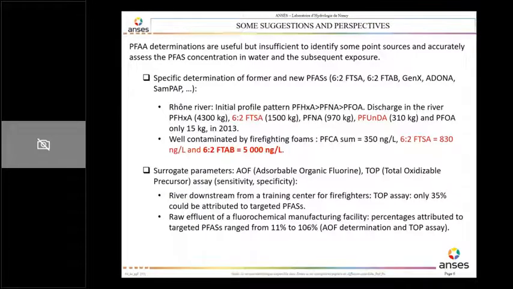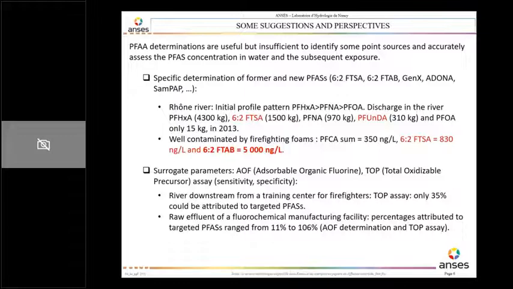Then we started using surrogate parameters like AOF and TOP assay. They are interesting but somewhat frustrating methods, because you can see that you are sometimes missing some PFAS. Moreover, they are not very useful for health risk assessments.